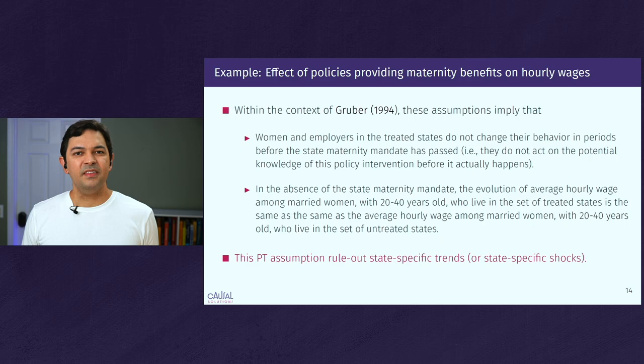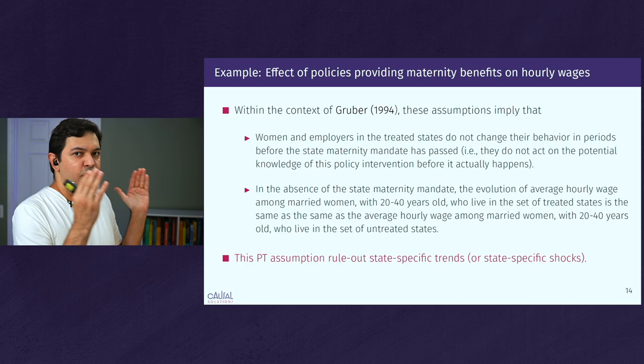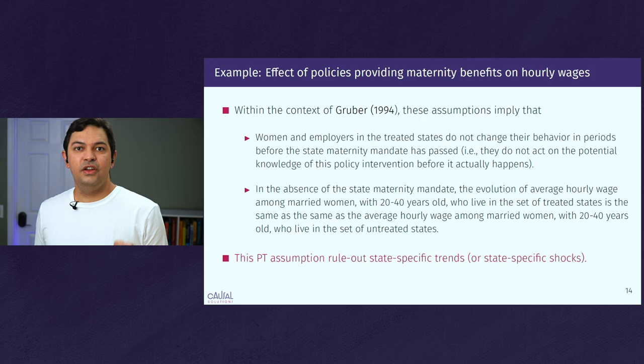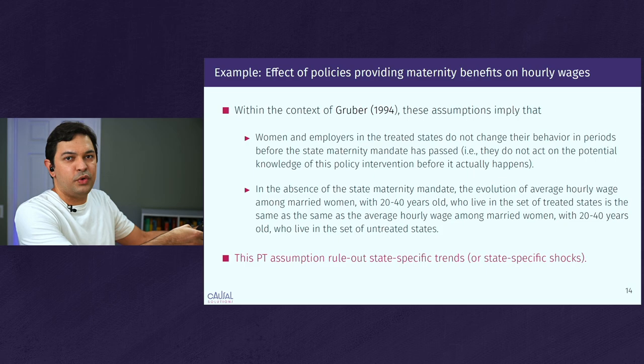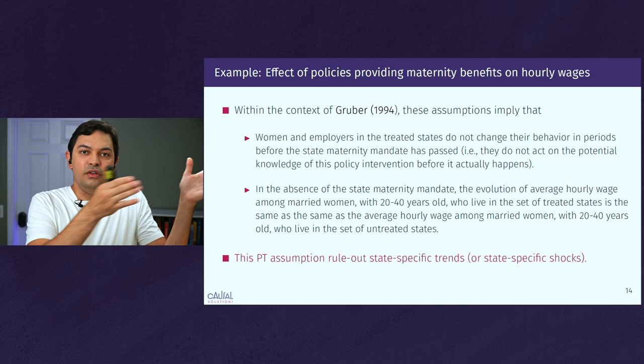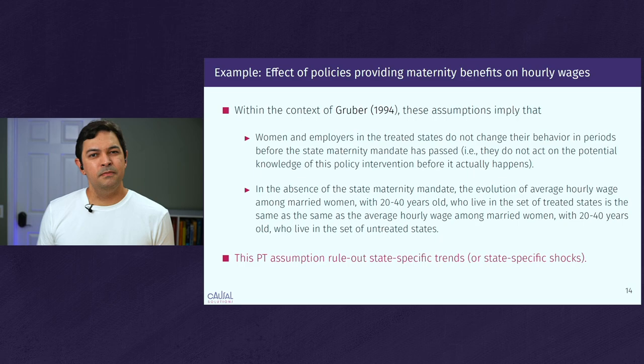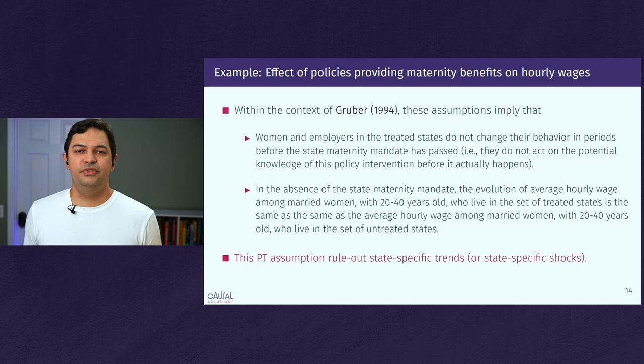So what we are ruling out here: I'm using units who happen to live in an untreated state as a comparison group for units who happen to live in treated states. To do this comparison, I have to rule out state-specific trends. Because I'm using untreated states as a comparison group for treated states, this kind of quote-unquote imputation from untreated to treated relies on ruling out state-specific trends or state-specific shocks, if you may. And here, we have to stop and think about it. Is this a plausible assumption?